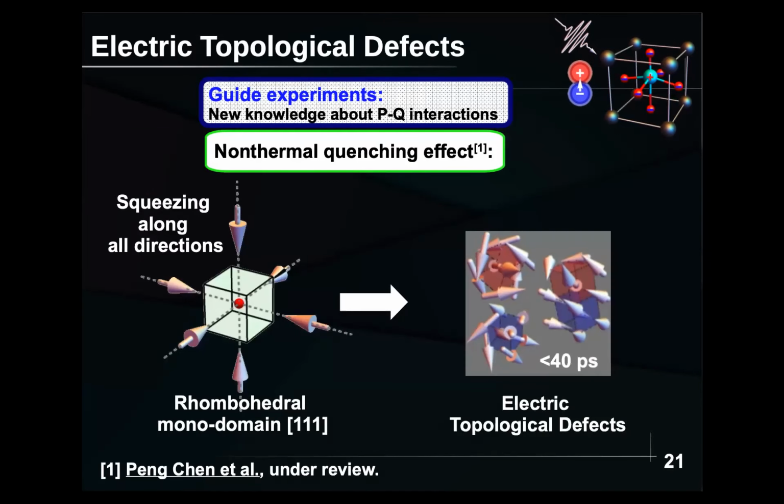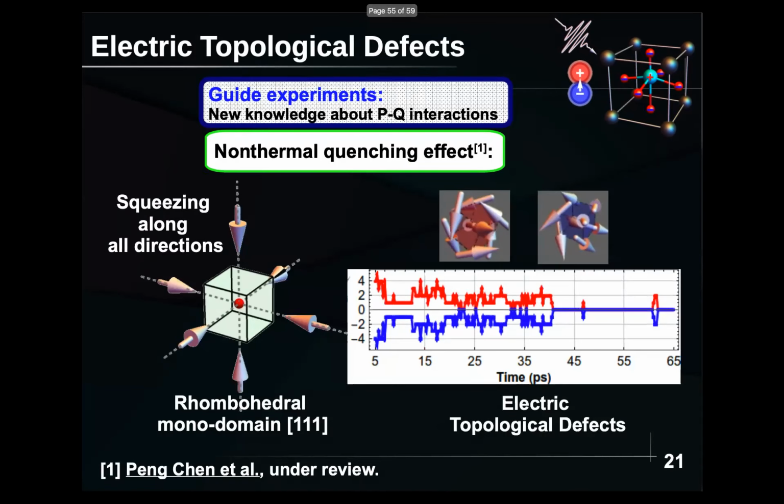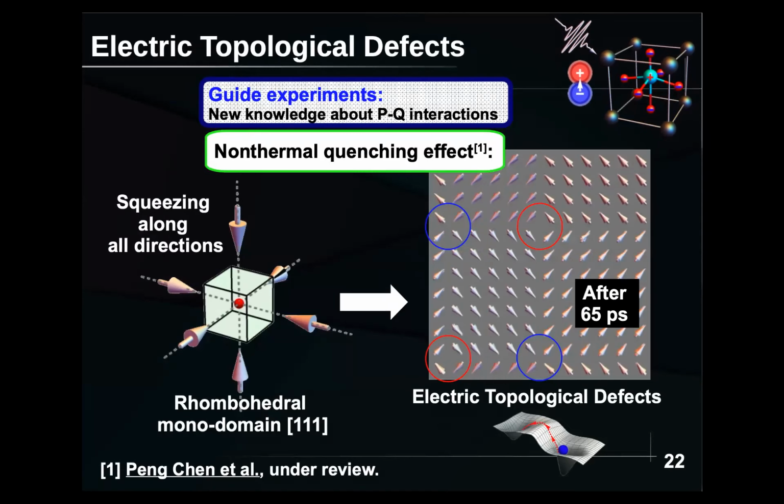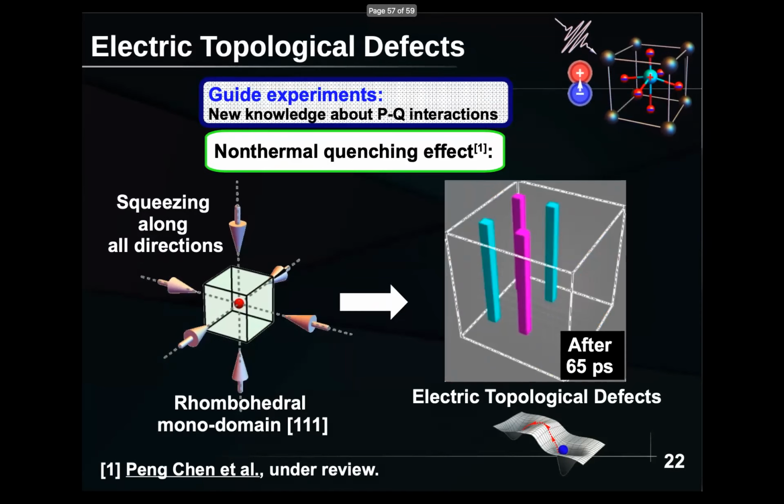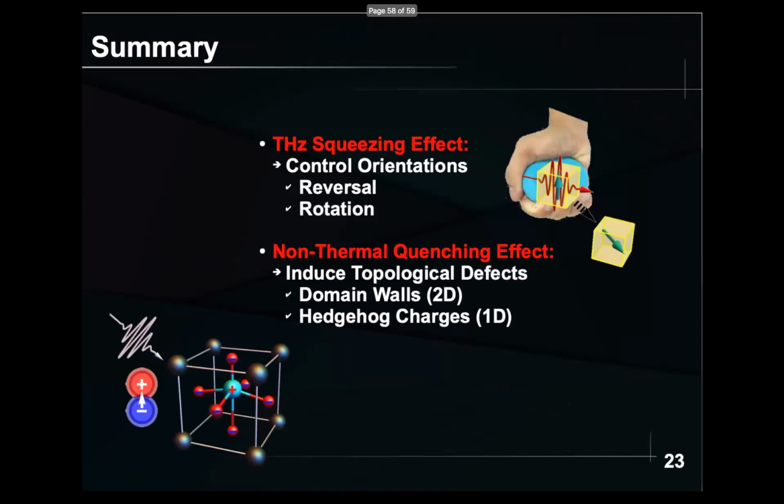And we can do similar things with the thermal quenching effect. We have found these hedgehog and anti-hedgehog electric defects. They are non-equilibrium states. They can survive for about 40 picoseconds. And when these defects die out, this vortex and anti-vortex multi-domain could be formed. It's actually in a box system. It's like a vortex tube.